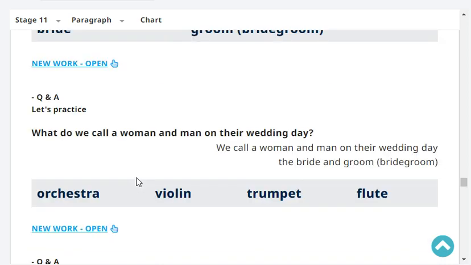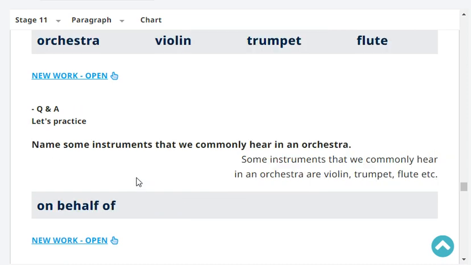Okay, next. What do we call a man and woman on their wedding day? We call a man and a woman on their wedding day the bride and groom. Very good.